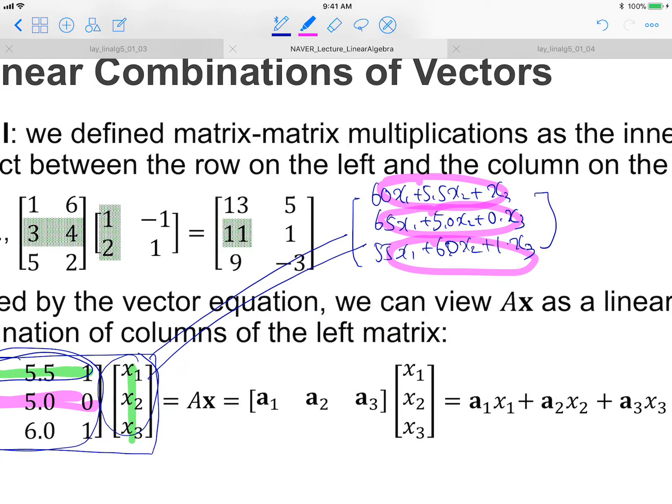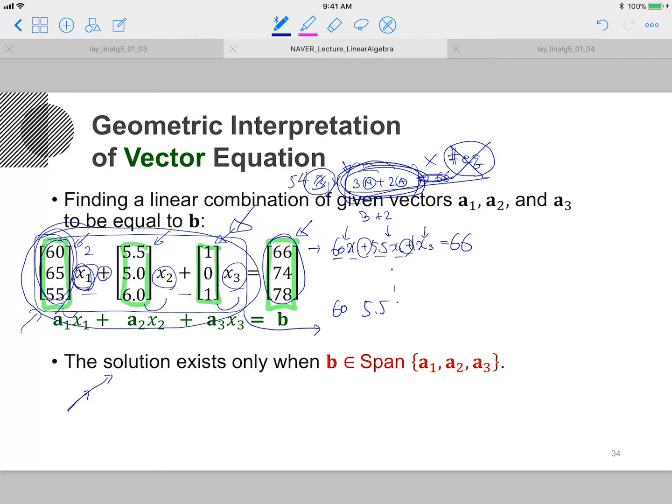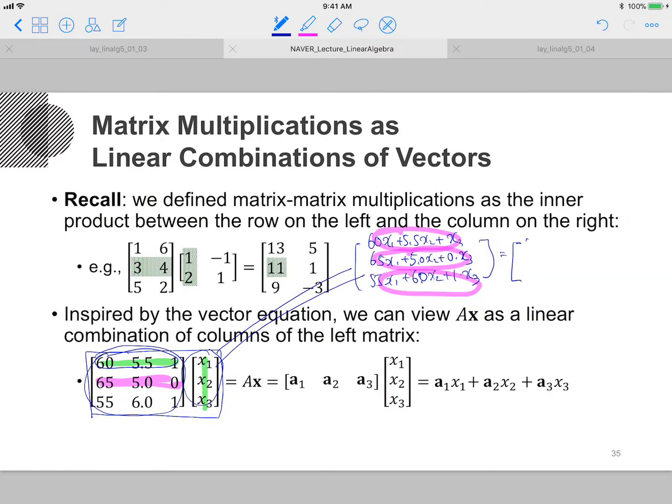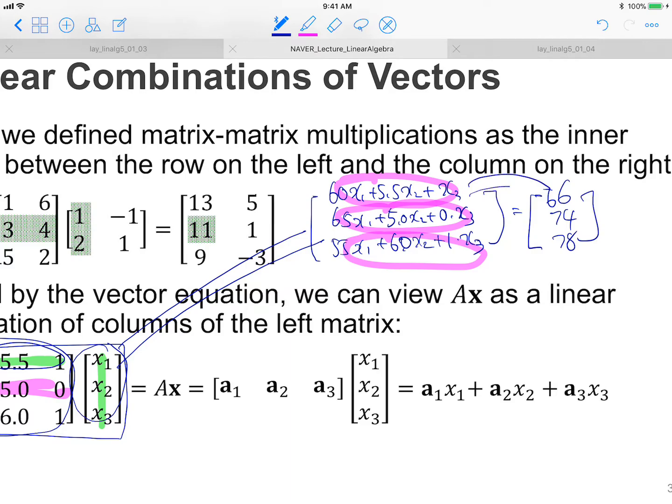And then we have to make it equal to the given right-hand side. For example, if our right-hand side was 66, 74, 78, this one will be our equation, right? And then we have to make it equal for each element in our vector. So that way we can see that this one is exactly the same as the original linear system that we have.